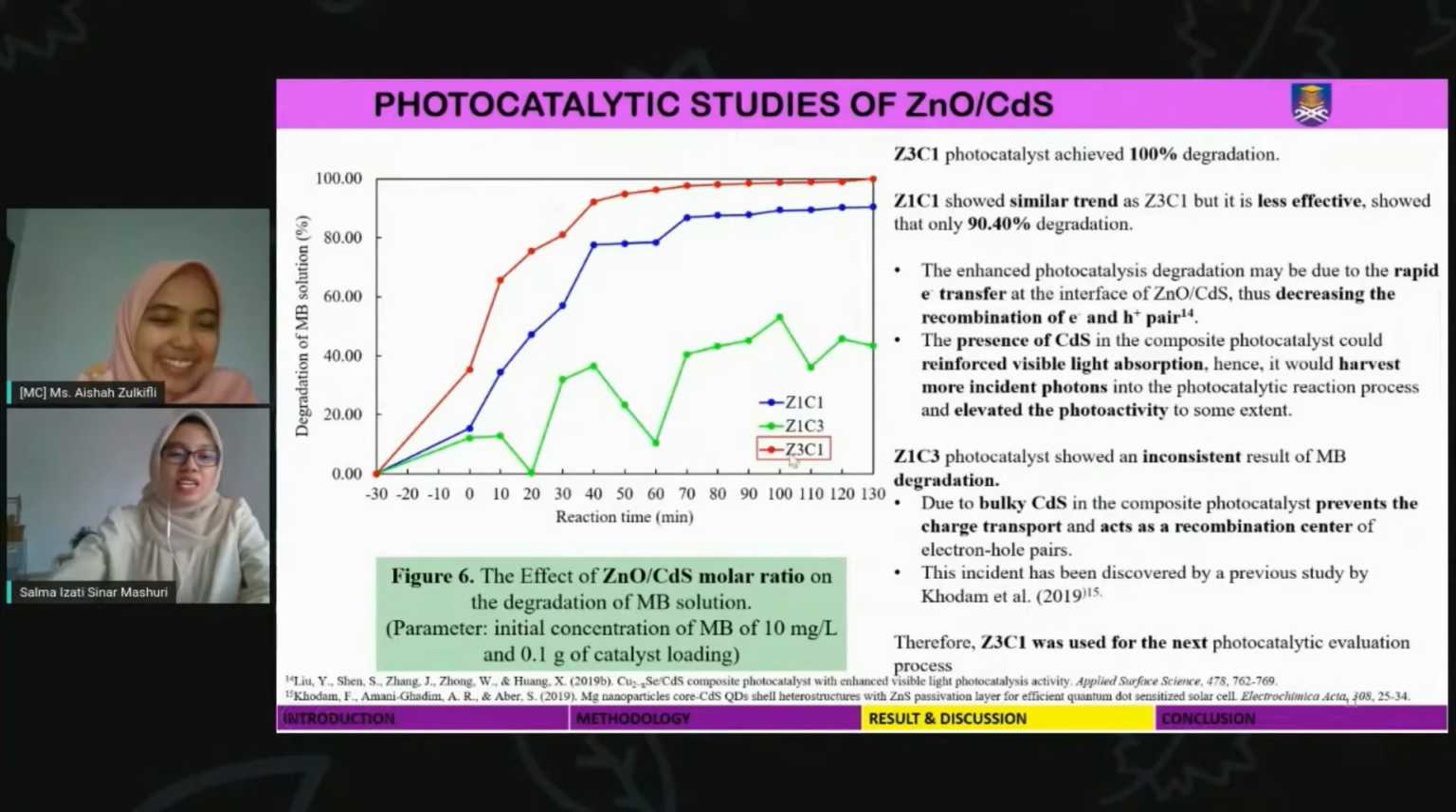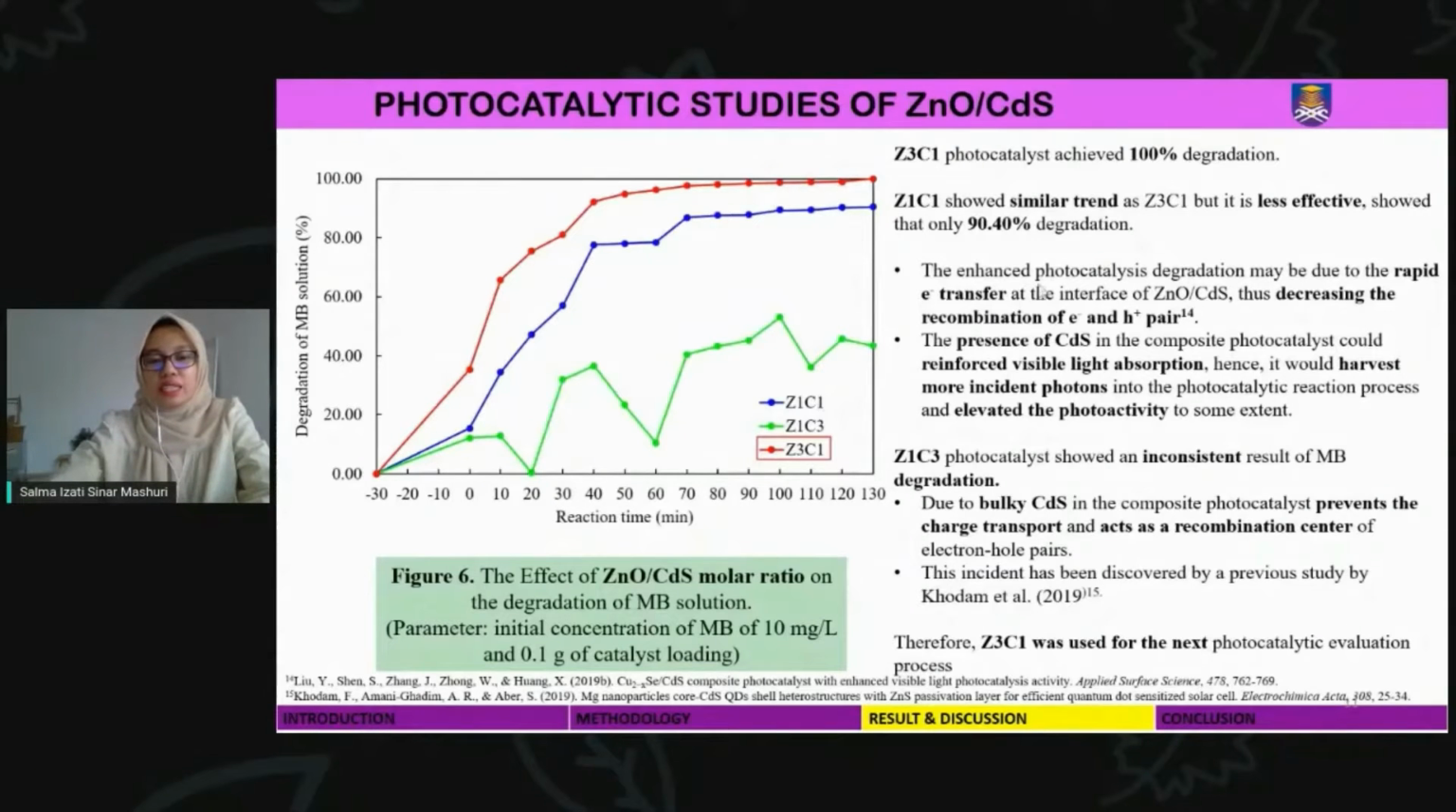All right, okay. So we move to photocatalytic studies. In molar ratio between zinc oxide and cadmium sulfide, we can see here that Z3C1 achieved 100% degradation within 130 minutes. This is due to rapid electron transfer at the interface between zinc oxide and cadmium sulfide. So it decreased the recombination inside the zinc oxide of electron and hole pair. And then the presence of cadmium sulfide reinforces the visible light absorption. So more incident photons will be harvested and increase the photoactivity.